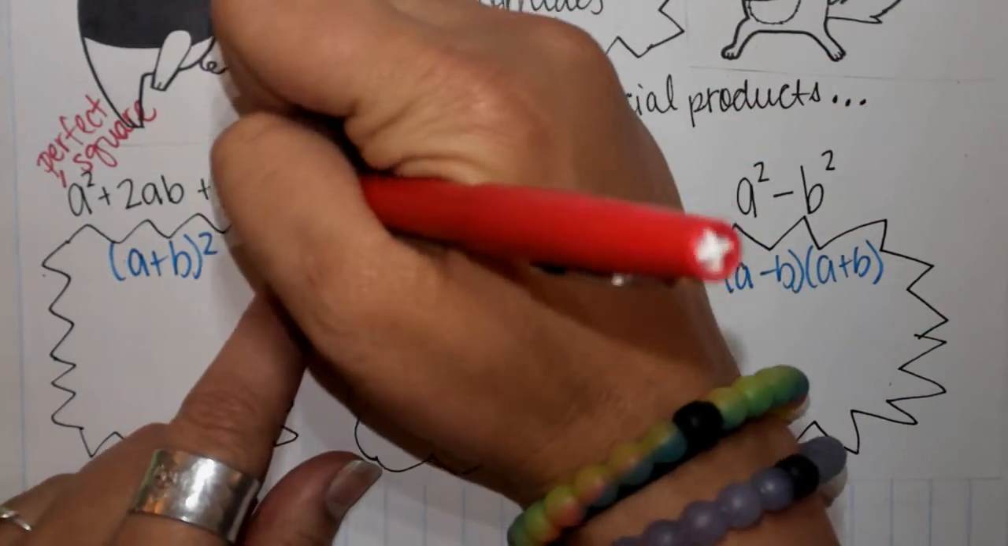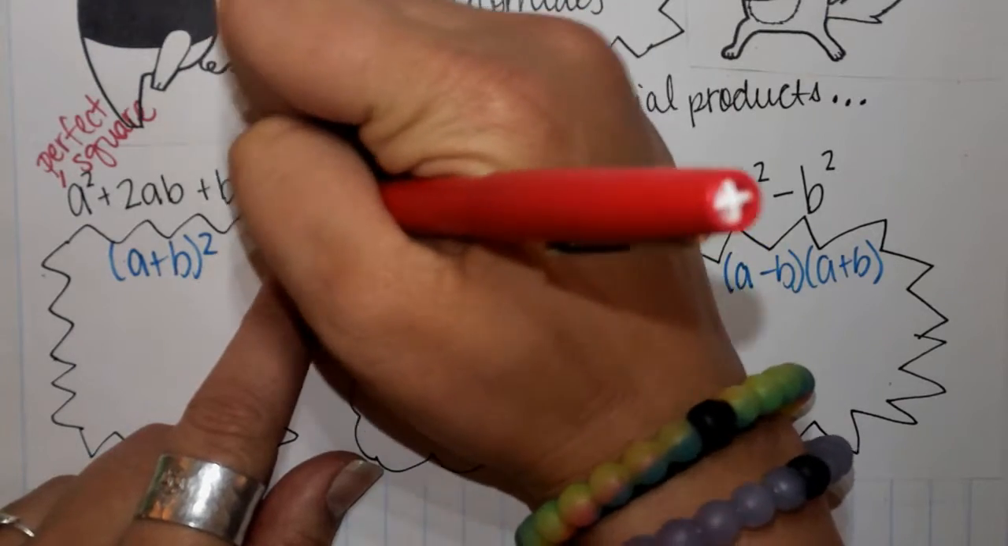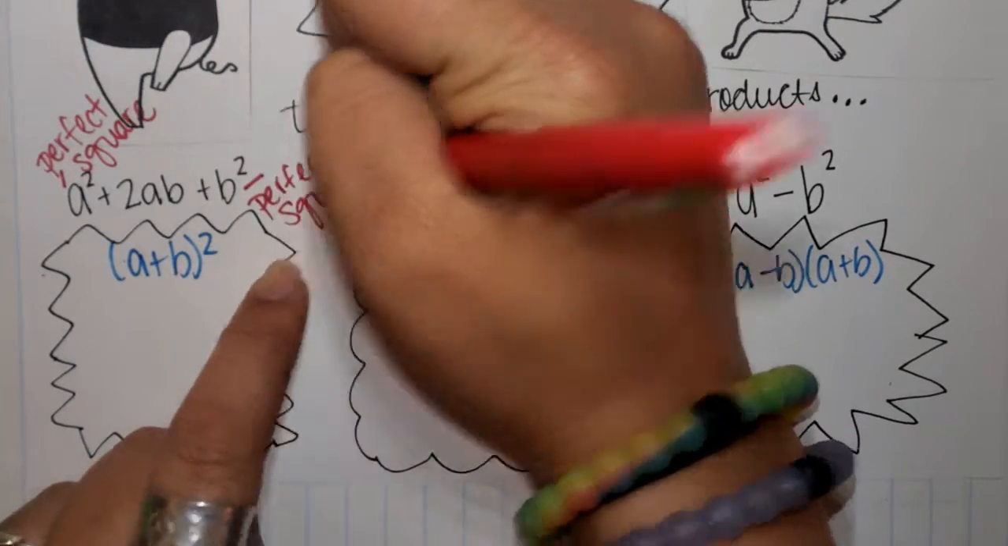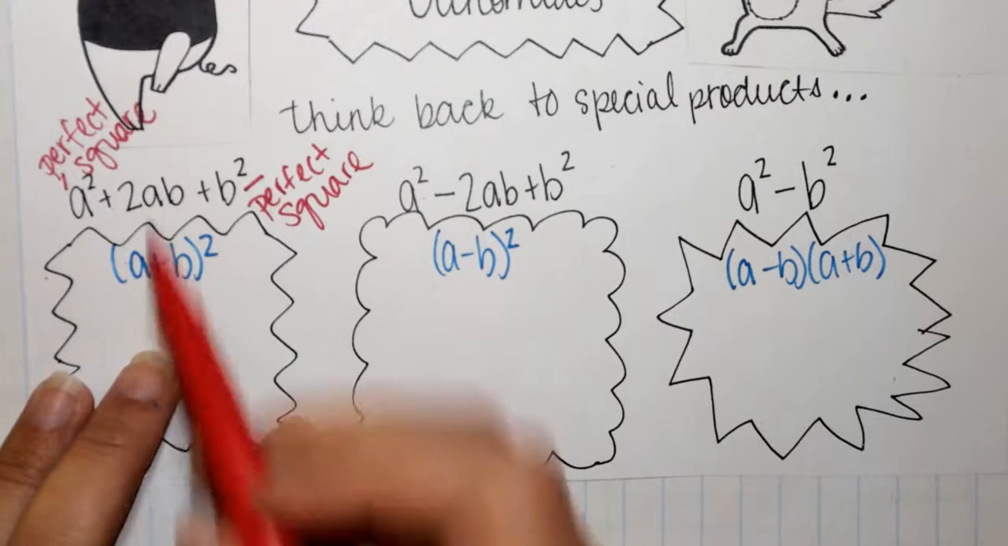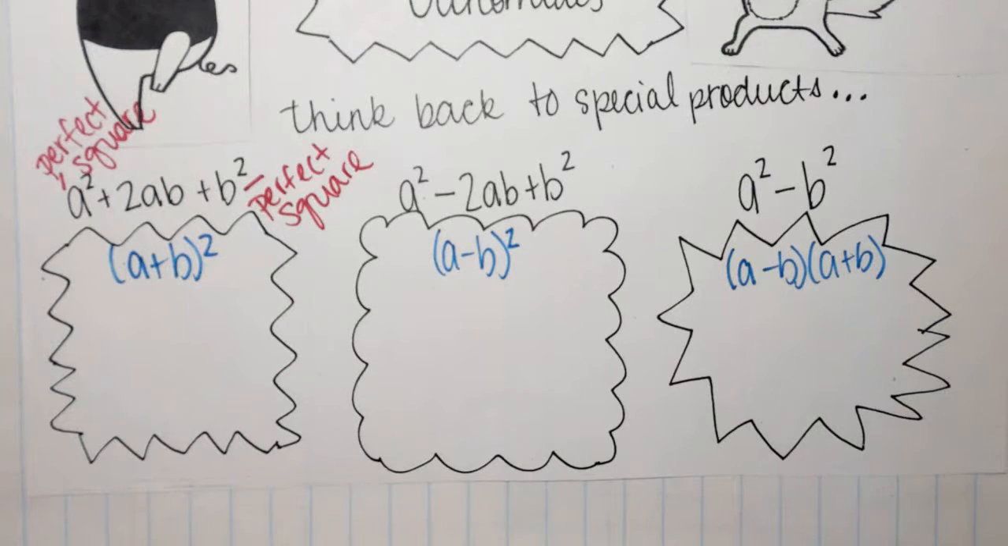The last term has to be a perfect square. And this has to be 2a times b.